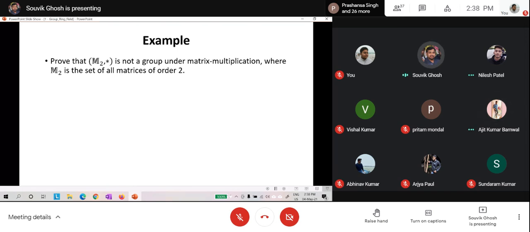Okay, so you have checked that it is closed, and you have checked that the associative property holds. You have checked that there is one identity element, that is the identity matrix of order 2, that is 1001. Have you checked the inverse? Does the inverse exist for all the elements?